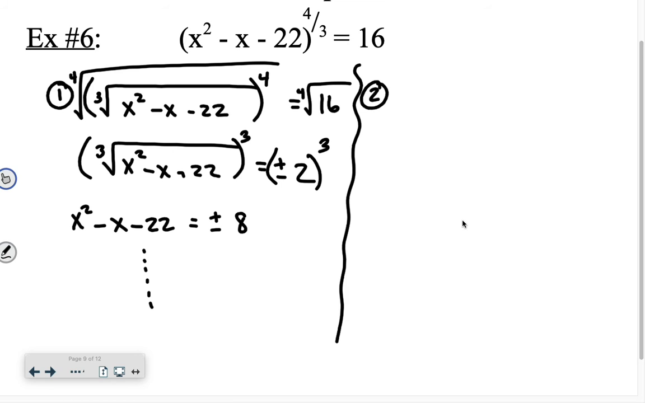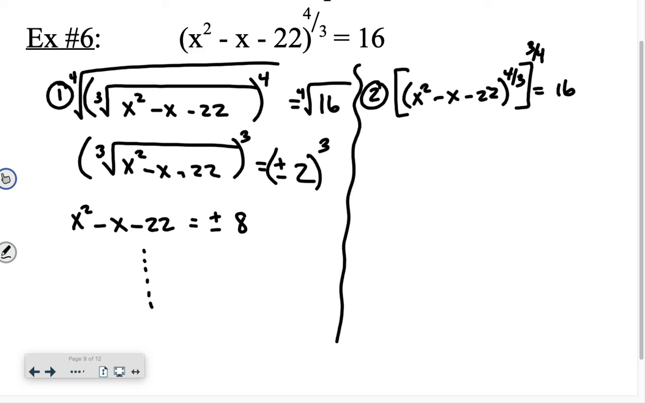I'm going to take this equation, x squared minus x minus 22, that's raised to the 4/3. And let's say I want to, in one step, try to get rid of that 4/3. Here I did it in 2. I got rid of the 4th power, and then I got rid of the cubed root. We can do it in 1. I'm going to re-raise both sides to the reciprocal power. So instead, I'm going to re-raise this to the 3/4 power. I'll explain why in a second.